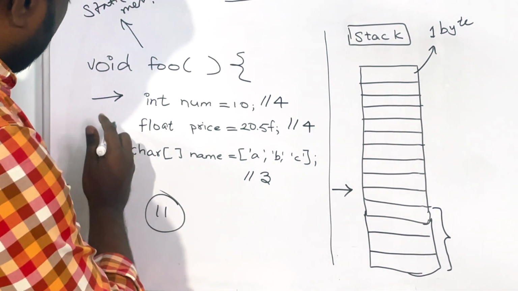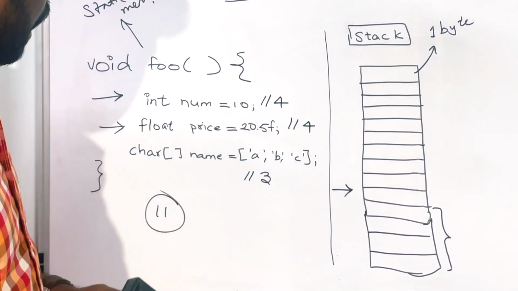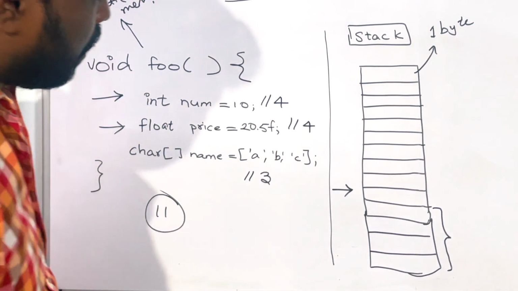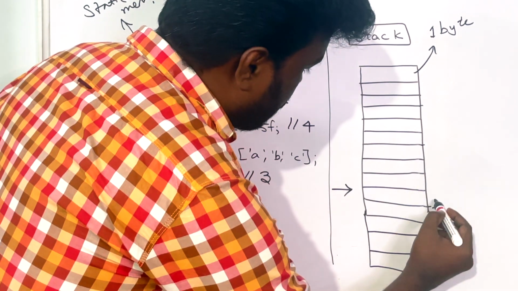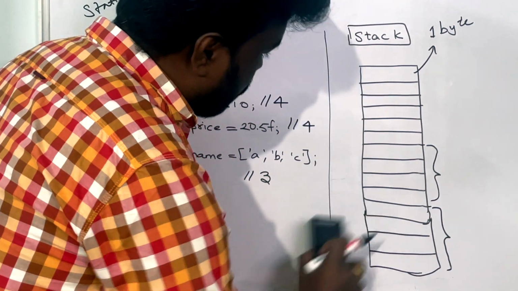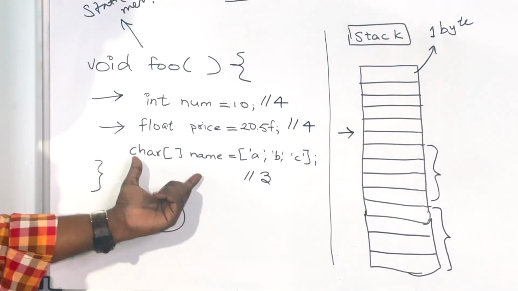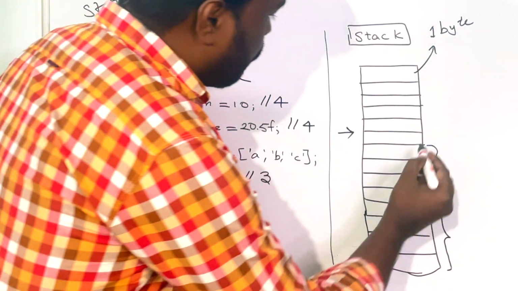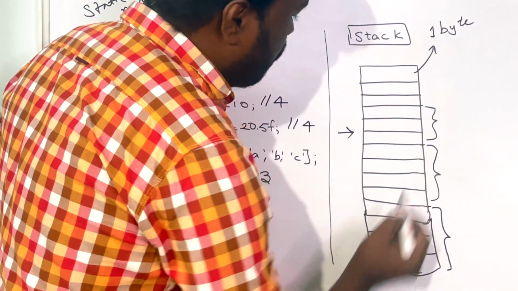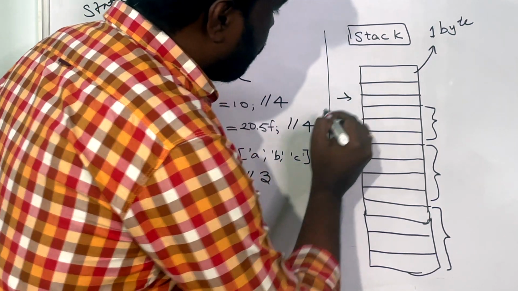And then it reaches the second line. So here we need to declare a float variable, and again it takes 4 bytes of data, so it again blocks 4 bytes of data in the stack. And then it moves the pointer to the next available space. And similarly, when it comes to the third line, again it needs 3 bytes of data, so it takes 3 blocks of data in the stack and moves the pointer to the next available space.